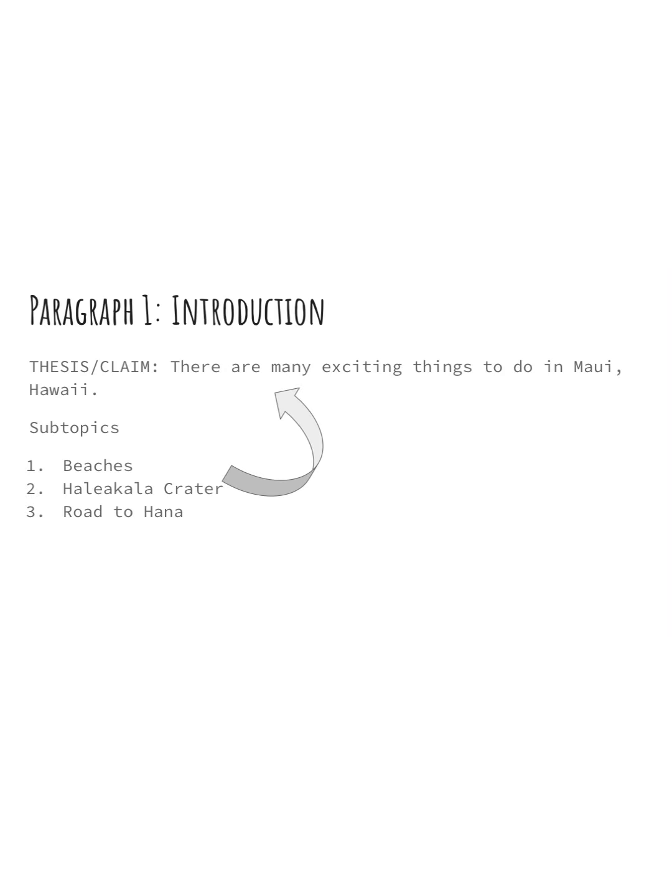So we talked about how we have a thesis and a claim, and listen close because a lot of you were confused at what the thesis and claim was and what your thesis would be. It's what are you trying to say about your city. So, for example, Maui, Hawaii, we are trying to say there are many exciting things to do in Maui, Hawaii. And then I'm giving 3 reasons, 3 subtopics. What are those exciting things?